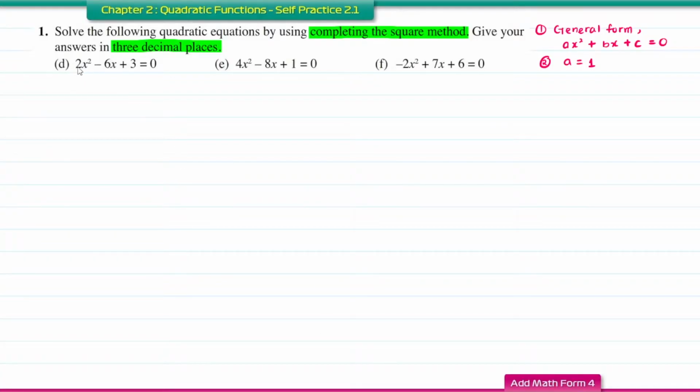Question D. 2x squared minus 6x plus 3 equal to 0. So this equation has been written in general form, but the a is not equal to 1. Therefore, we are going to divide all of the terms here with number 2. Therefore, for the D, the equations later on will be x squared minus 3x plus 3 over 2 equal to 0. Next, we can move the c here to the other side.